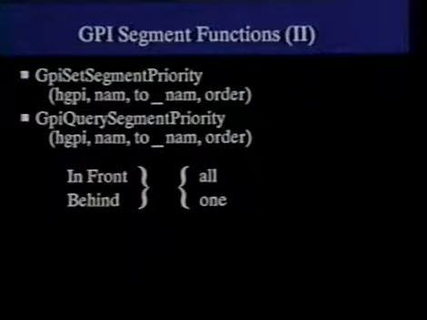In order to control drawing and ordering of the way in which segments are drawn, you can set a segment's priority or find out what its priority is. The order parameter can be one of in front or behind of all or one. Therefore, you can set a priority so that a segment occurs at the last end of all of them, or you can set a segment so that it occurs just in front of a particular segment. In this fashion, you can quickly shuffle the ordering of segments in the drawing chain and change the appearance of the image to the human being.